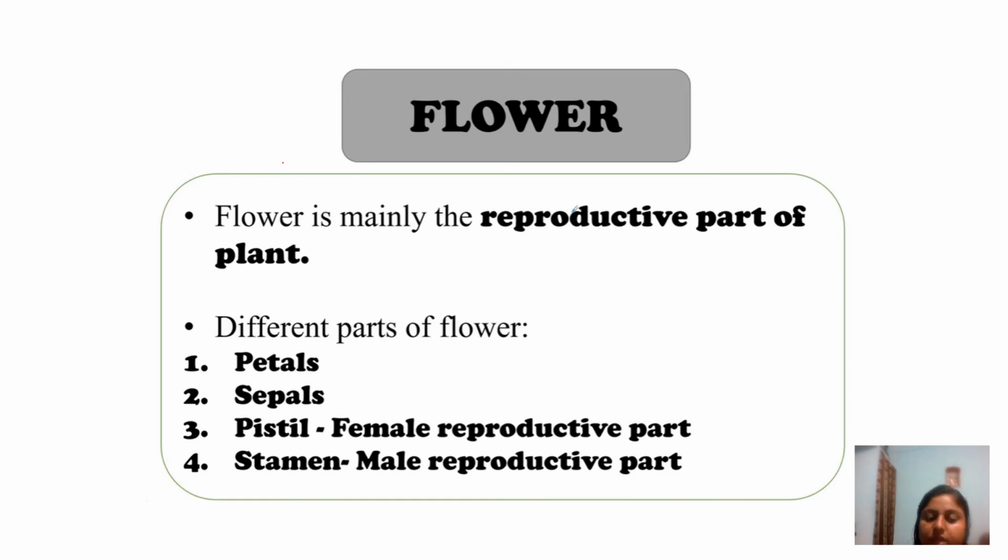See here, the flower is mainly the reproductive part of plants. The different parts of a flower are petal, sepal, pistil, which is the female reproductive part, and stamen. In a flower there is a female part and a male part. The pistil is female and the stamen is the male reproductive part.